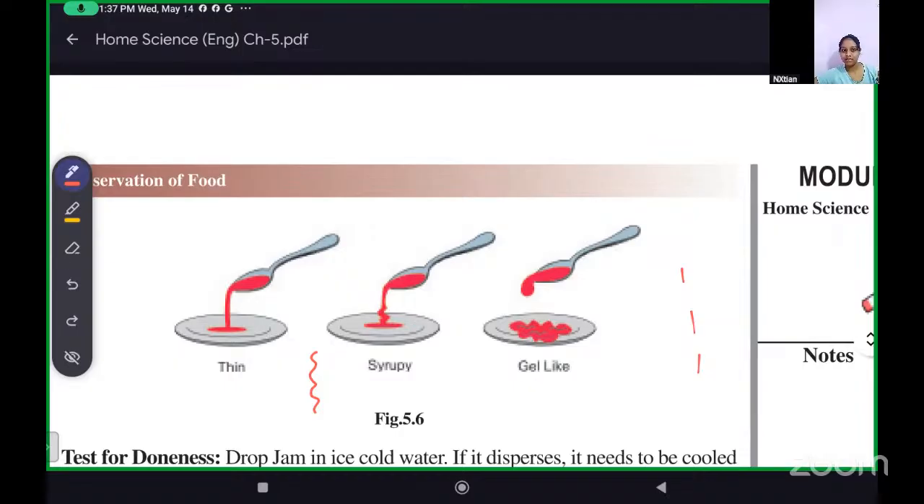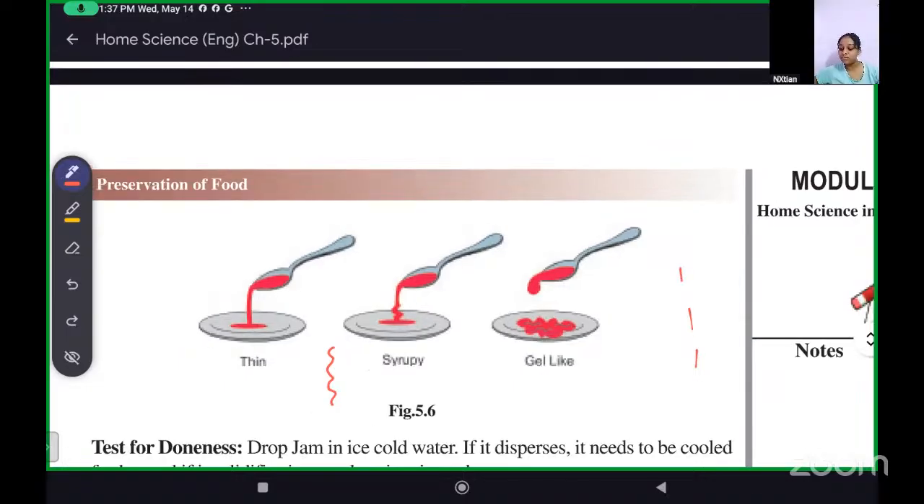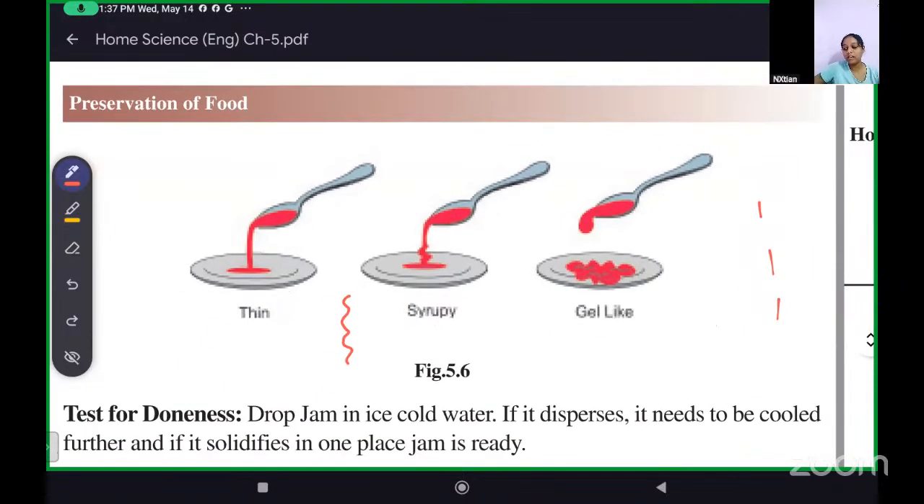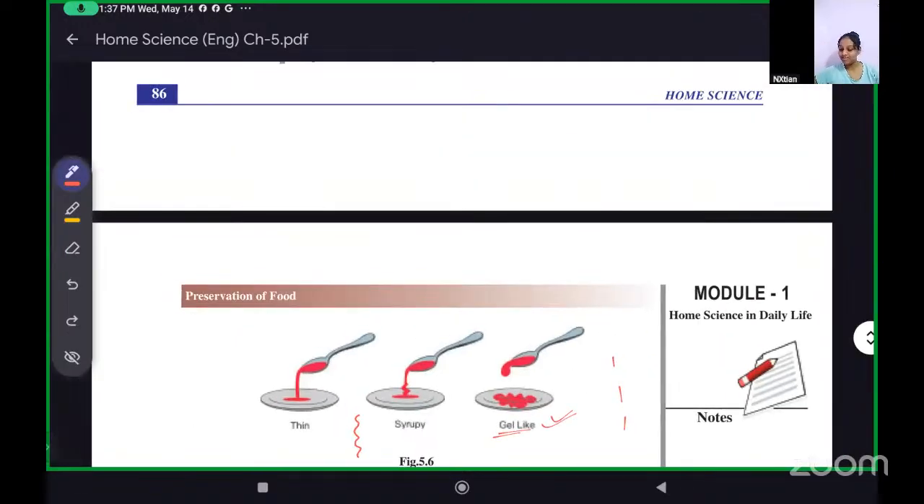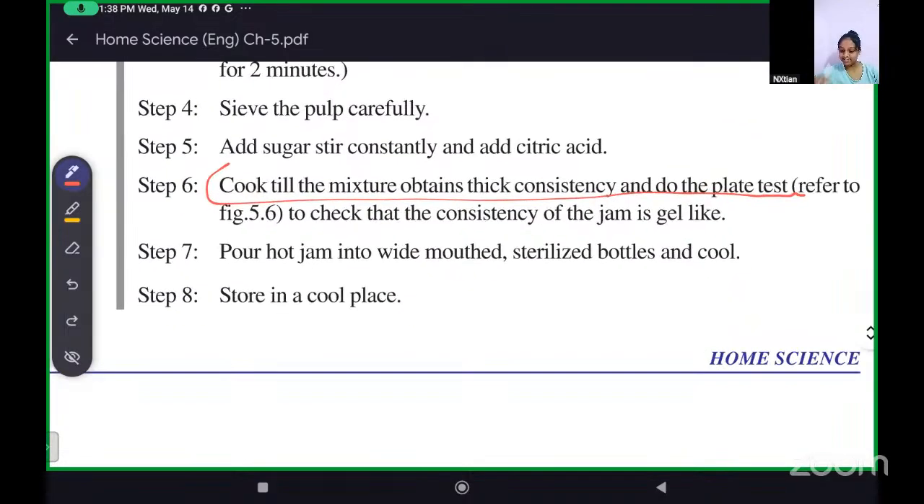What does sieve mean, ma'am? Sieving means filtering. You know how we filter the tea leaves? That is sieving. Okay. So thin, slurpy, gel like. It should be gel like. It should fall like when a gel falls, thread like, somewhat thick in texture. So it should be like that. That is a plate test. Okay, I didn't know it was called a plate test.